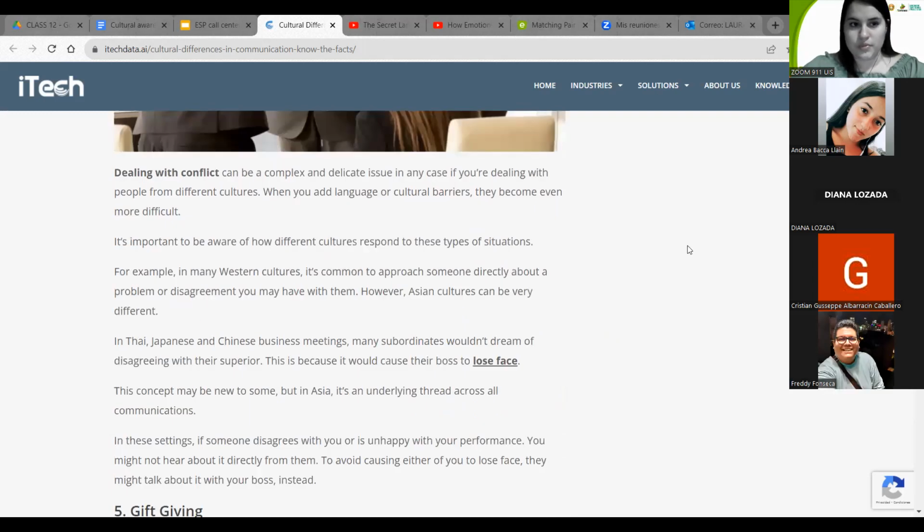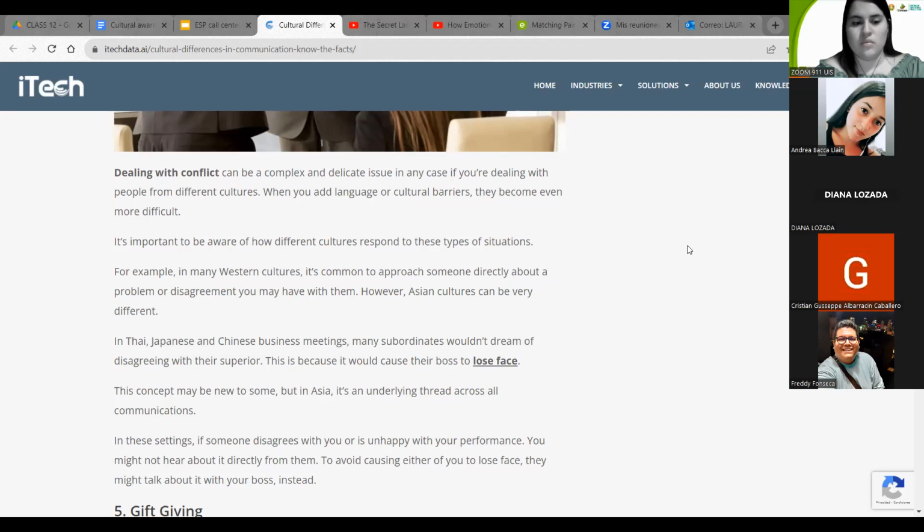Yes, teacher. Dealing with conflict can be a complex and delicate issue in any case. If you are dealing with people from different cultures, when you add language or cultural barriers, it becomes even more difficult. It's important to be aware of how different cultures respond to this type of situation. For example, in many Western cultures, it's common to approach people directly about a problem or disagreement you may have with them. However, Asian cultures can be very different.